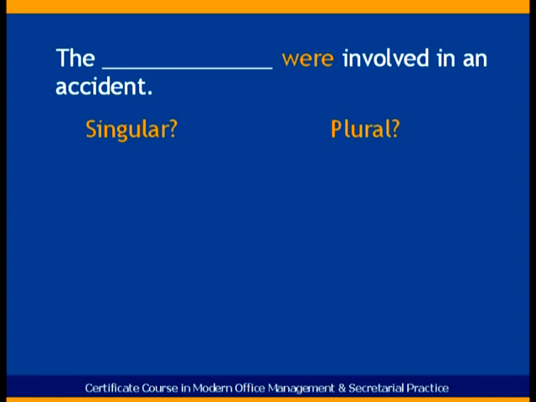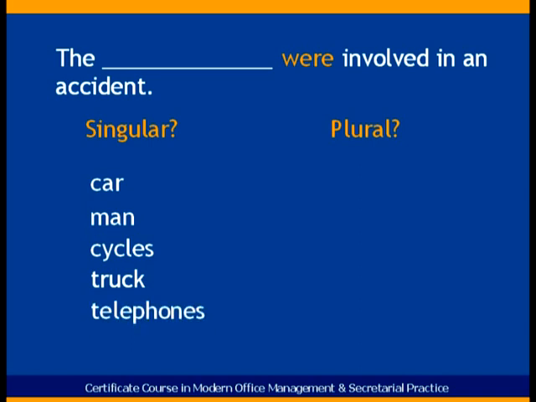Now, based on the sentence as it is given here, can you guess what the missing word is? It can be any one of these words. Car, man, cycles, truck, or telephones. It can't be man or car or truck because they are in singular form. It can't be telephones because although this word is in the plural form, it just doesn't make sense in the sentence.